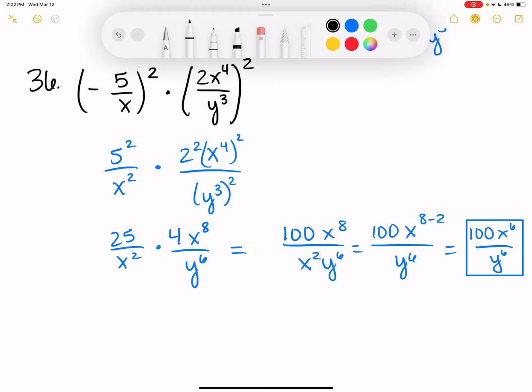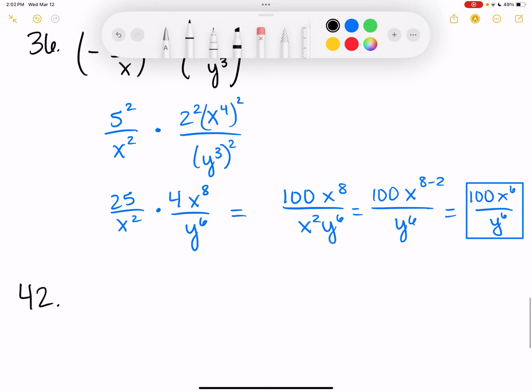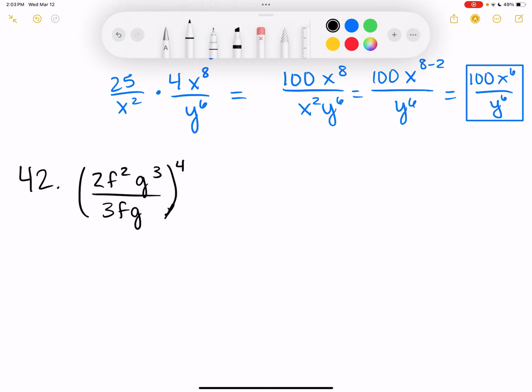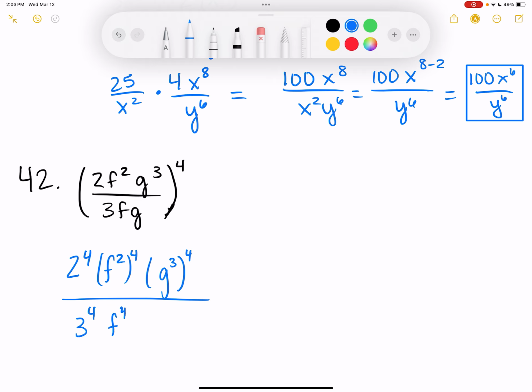All right, 42. 2f squared g cubed over 3fg raised to the 4th. All right, so what do I do? Distribute. This is going on every single thing. So this is going to be 2 to the 4th, f squared raised to the 4th, g cubed raised to the 4th, over, goes on the stuff on the bottom too, 3 to the 4th, f to the 4th, g to the 4th.